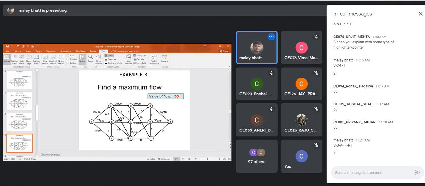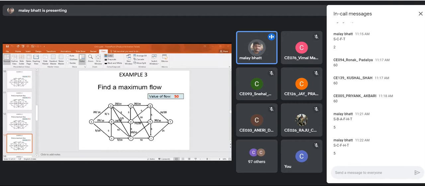Now further, let us add the path S to C, C to F, F to H, and H to T with a flow value as 5. So you can see that we are completing each and every flow value one by one. So S to C, C to F, F to H, and H to T with again flow value as 5.